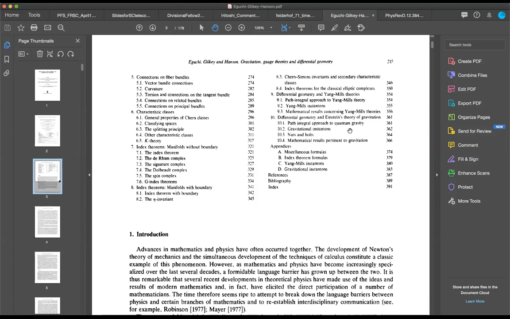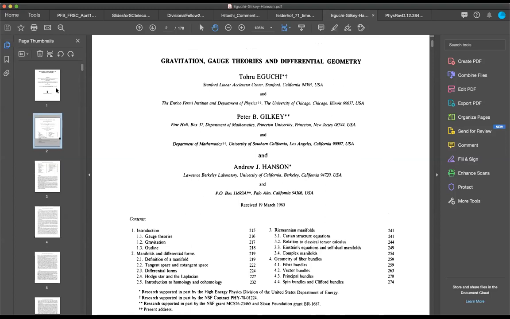And then they talk about general relativity using this kind of language as well. So this was actually a fairly useful review for me, and you can look at it at your leisure.